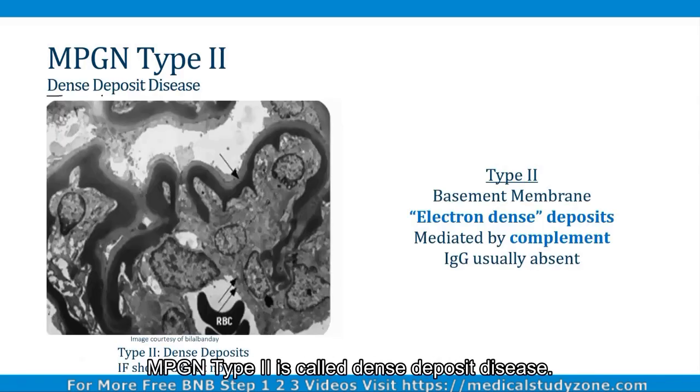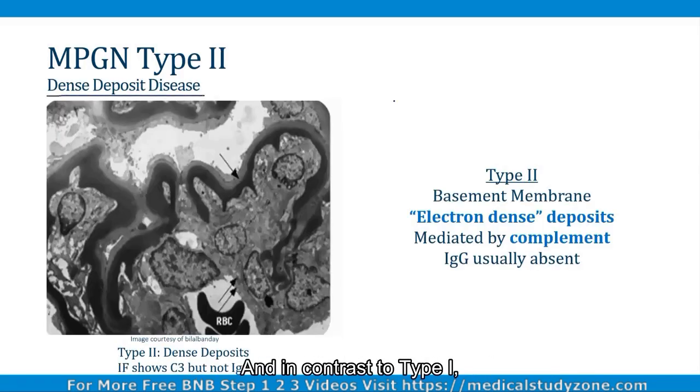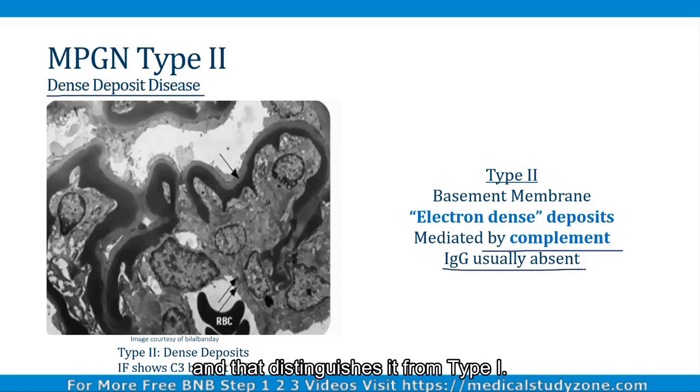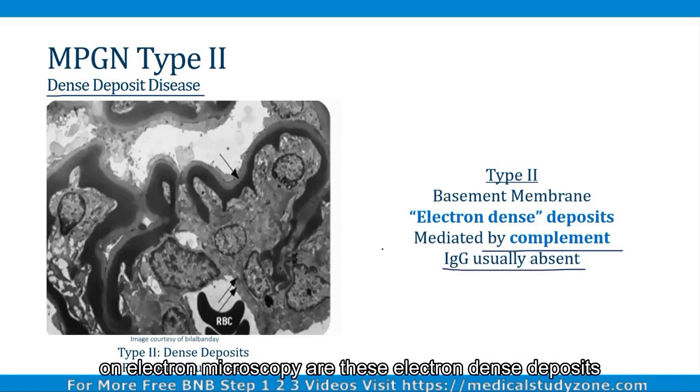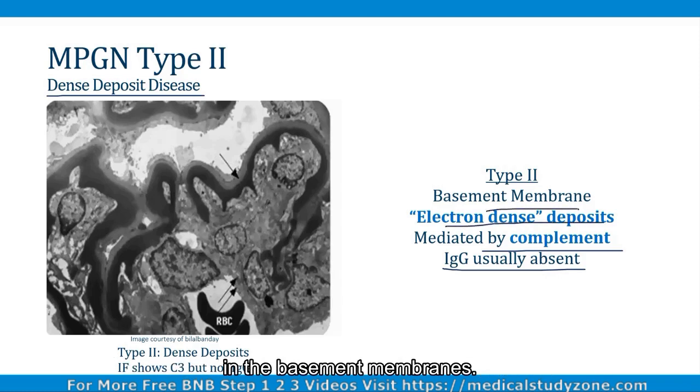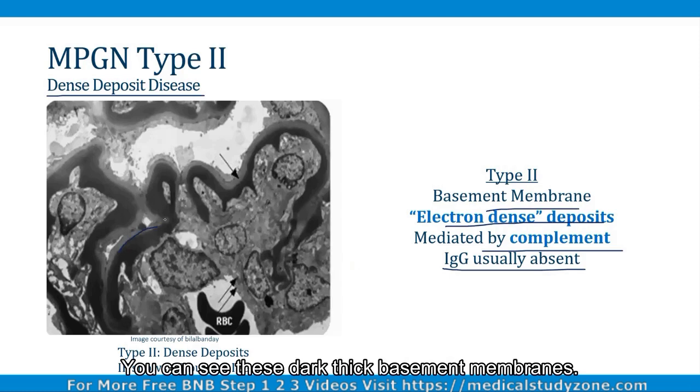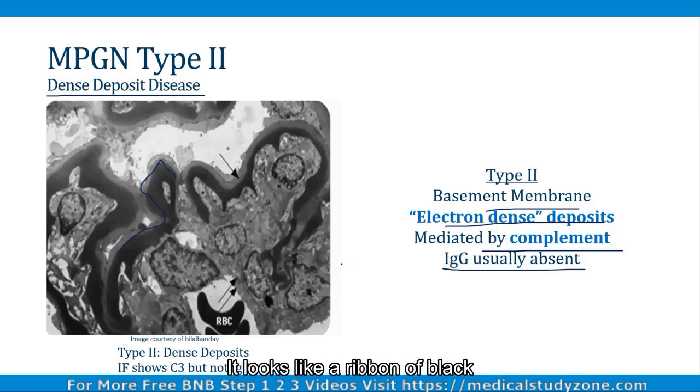MPGN type 2 is called dense deposit disease, and in contrast to type 1, this is not mediated by immune complexes. It's mediated by complement activation through a mechanism that is not clear. IgG is usually absent in this disorder, and that distinguishes it from type 1. The classic finding in MPGN type 2 on electron microscopy are these electron-dense deposits in the basement membranes. You can see these dark, thick basement membranes. It looks like a ribbon of black along the basement membranes. That's the classic finding in MPGN type 2.